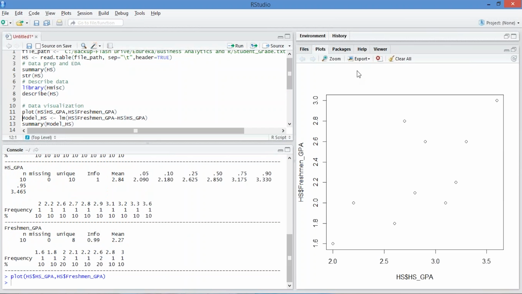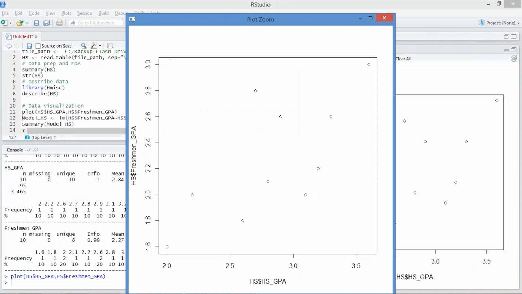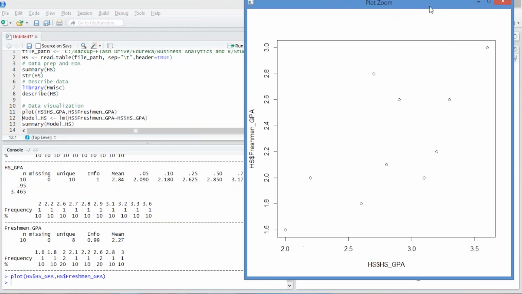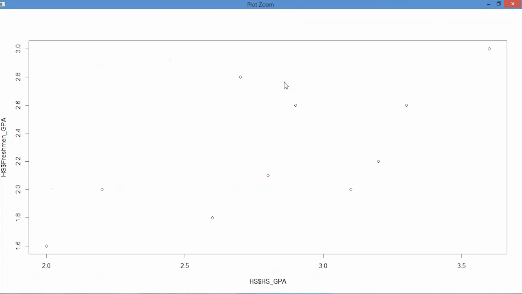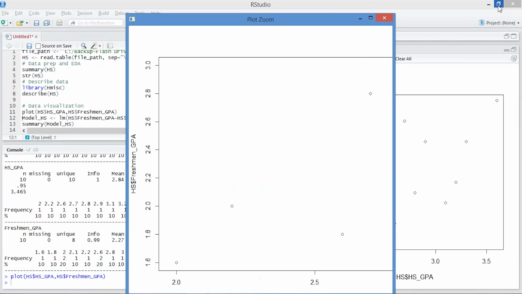Okay, I have plotted it. I have the high school GPA here, and just a minute, I'll show you. This is what I have: high school GPA and freshman GPA on the y-axis, correct? This is what I have.